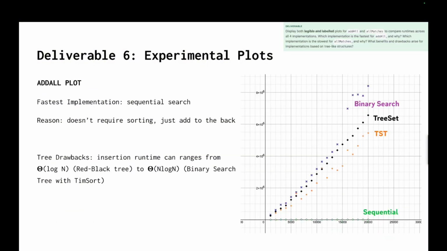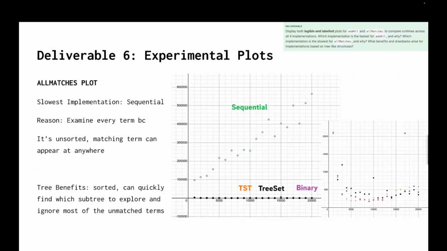For experimental plots, the fastest implementation for add-all is sequential search because it doesn't require any sorting. We're just adding the constant term to the back. The drawback of tree data structures is that the insertion runtime can be pretty costly. For all matches, the slowest implementation is also sequential. Because we didn't sort the list, we need to examine every term, and it's dependent on the dataset size. The benefit of trees is that since we take the time to sort the data, we can quickly find which subtree to explore, and we can ignore most of the unmatched terms.